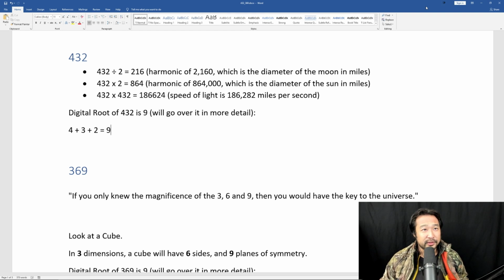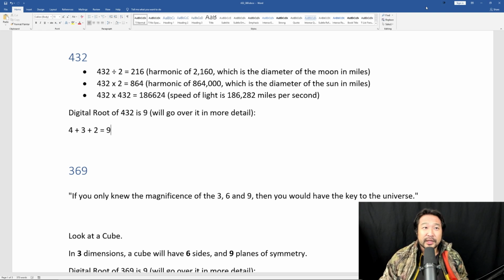You get 432 times 2, you get 864. And that is a harmonic of 864,000, which is the diameter of the sun in miles. 432 squared, or 432 times 432, equals 186,624. Just to let you know how close that is to the speed of light: the speed of light is 186,282 miles per second. At least that's what scientists say it is.